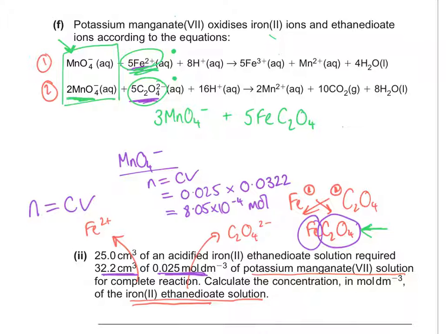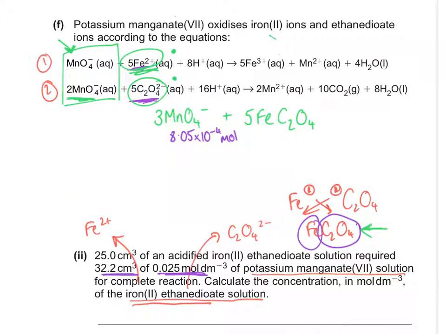Okay, so I worked out in the previous part of the question that I needed 8.05 times 10 to the minus 4 moles of my manganate. And from this I can work out how many moles of iron ethanedioate I have. By just bringing that over, you can see that the ratio is 3:5. So I'm dividing by 3 and multiplying by 5 and finding out that I have 1.34 times 10 to the minus 3 moles of iron ethanedioate in my solution.